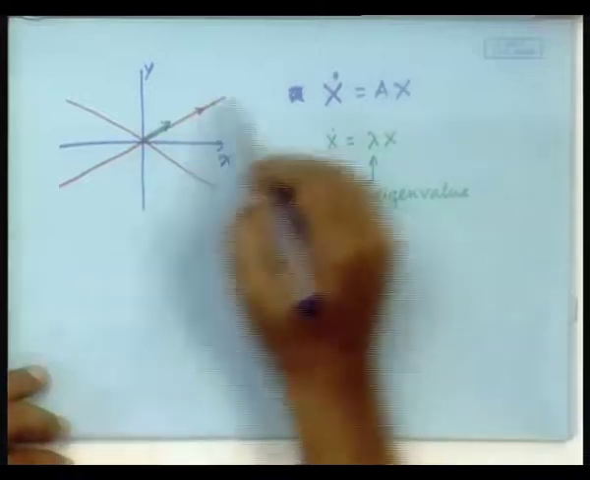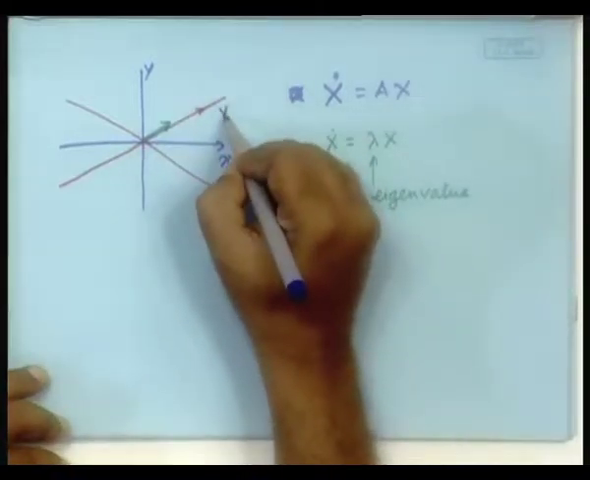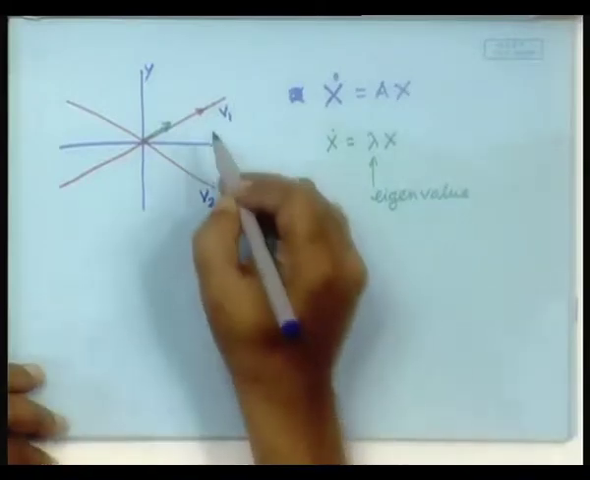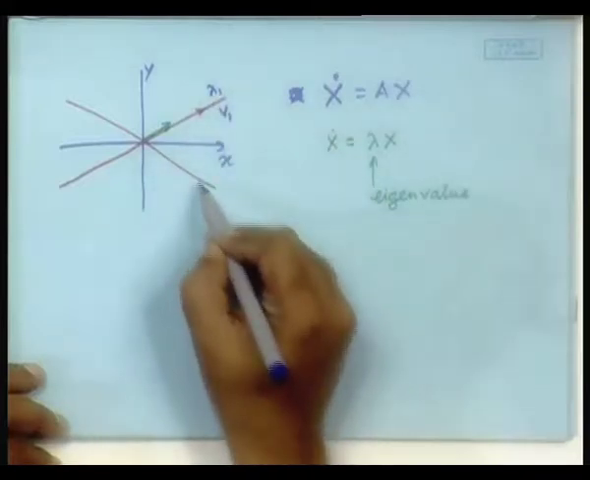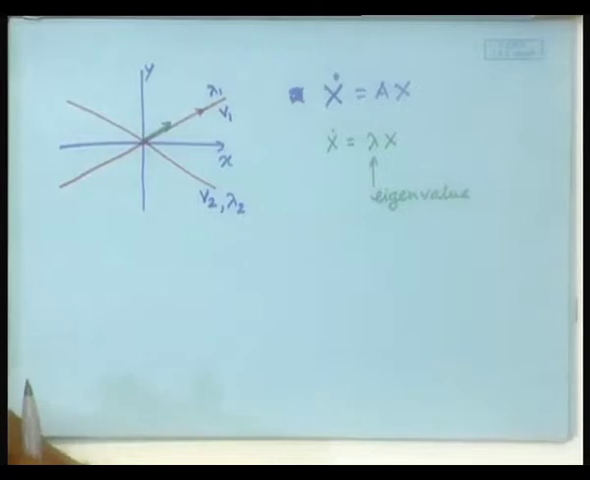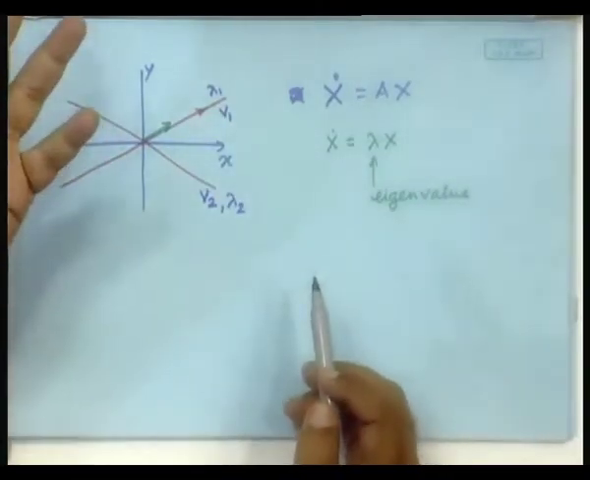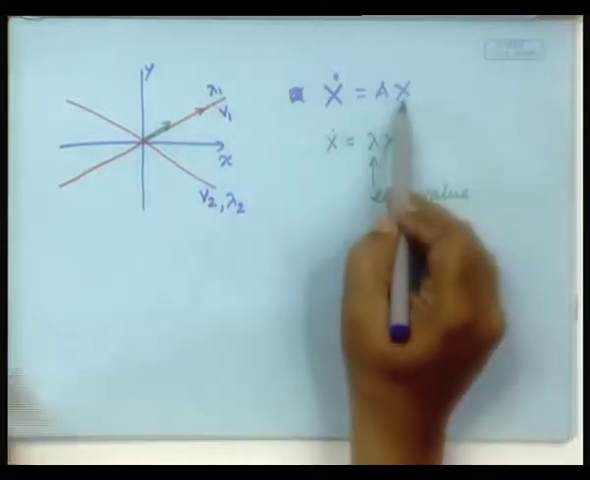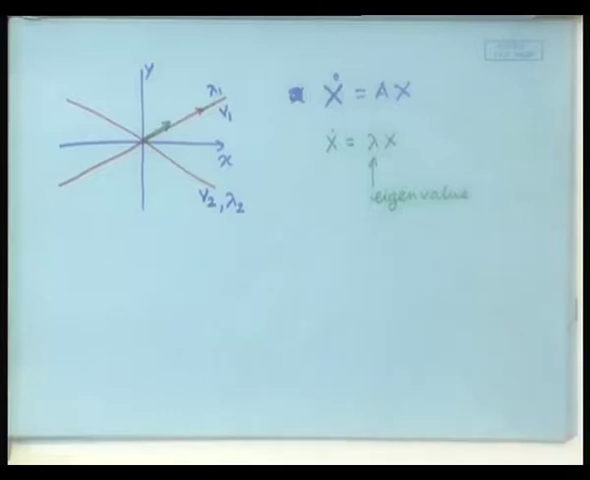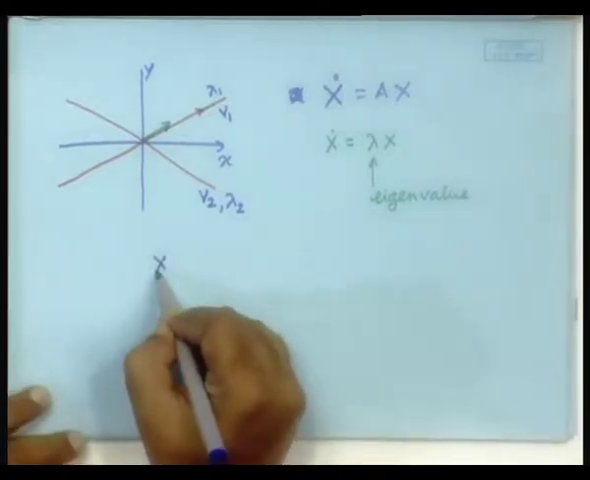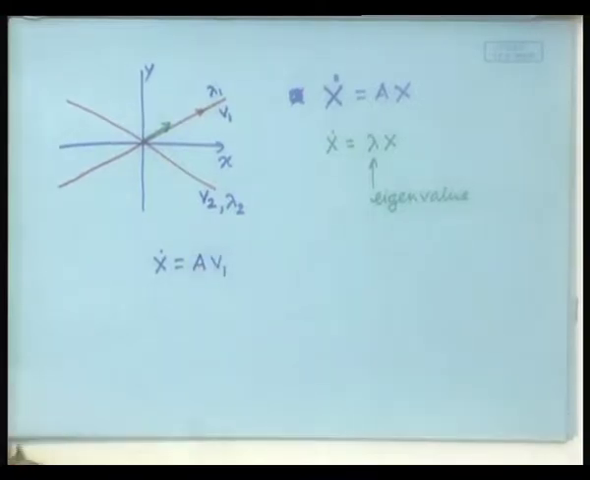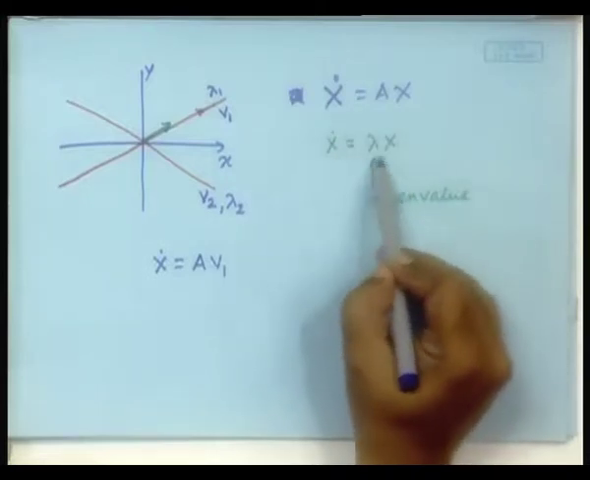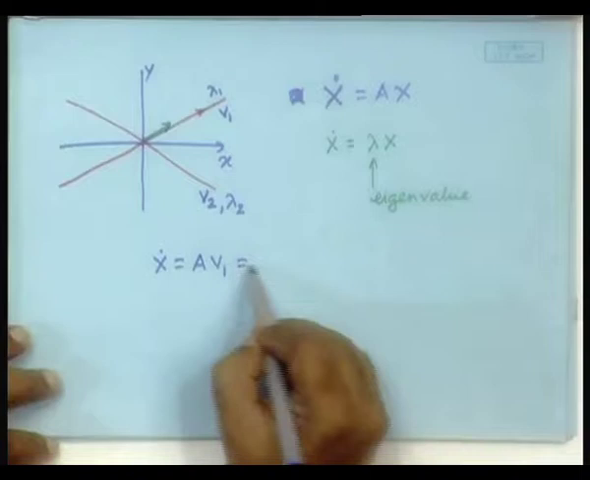Now, suppose your eigen directions are V1 and V2, and the eigenvalue along the first is lambda 1 and the eigenvalue along the second is lambda 2. Associated with each eigen direction there is one eigenvalue. Now suppose you place an initial condition here, so that x is V1. Then x dot is equal to A times V1. Since this is on the eigen direction, the equation reduces to lambda 1 V1.